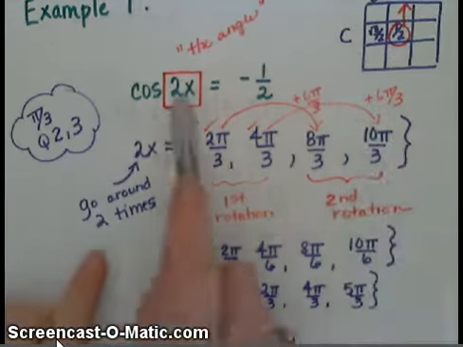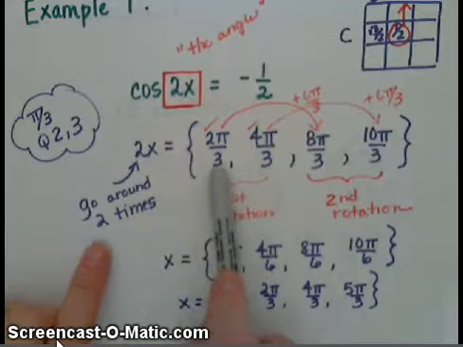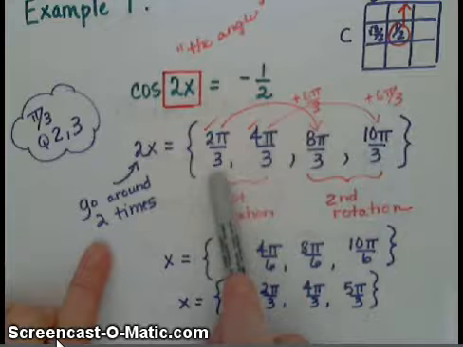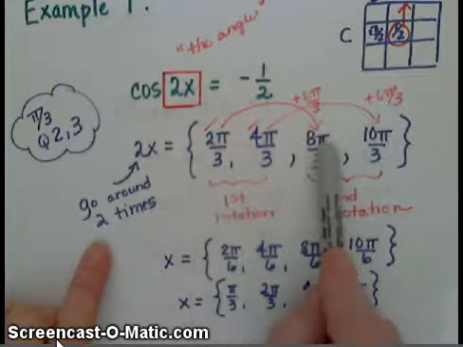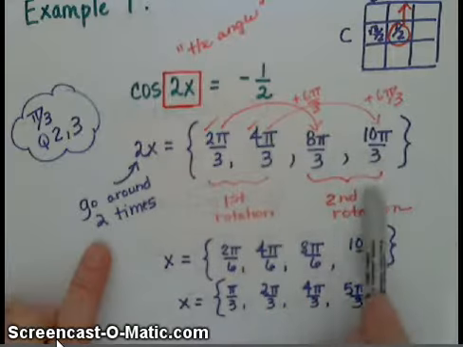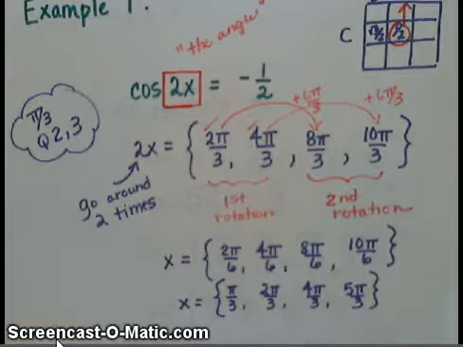Because it has a 2 there, it says that we have to go around the circle 2 times. The easiest way to do that is to take the bottom and double it and add it to the numerators of both fractions. So I doubled that, got 6. 2 plus 6 was 8. 4 plus 6 was 10. This is the first rotation. This was the second rotation. And then we just divided everything by 2, which in this case is the same as multiplying by 1/2. And we got this set of answers.